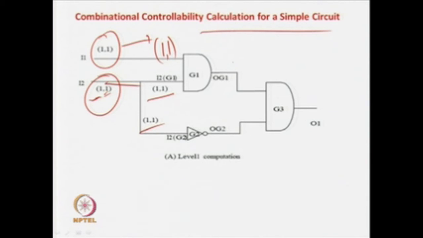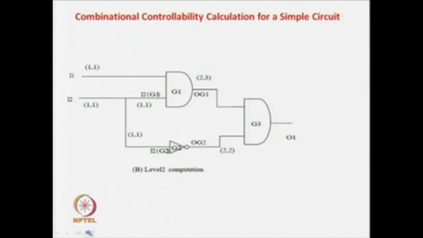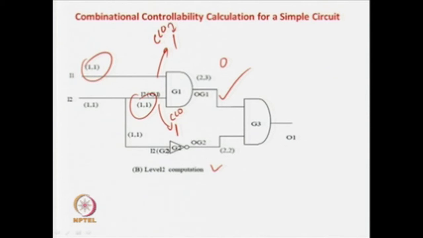So, this is level 1. Now, let us calculate for this next level. How difficult is it to get a 0 over here? This can be 0 or this can be 0. How difficult is it to make this line 0? It is 1. How difficult is it to make this line 0? It is 1. Either of them being 0 will serve our purpose. So, the minimum of 1 comma 1 is 1, plus there is a level shift, so we get the result 2.